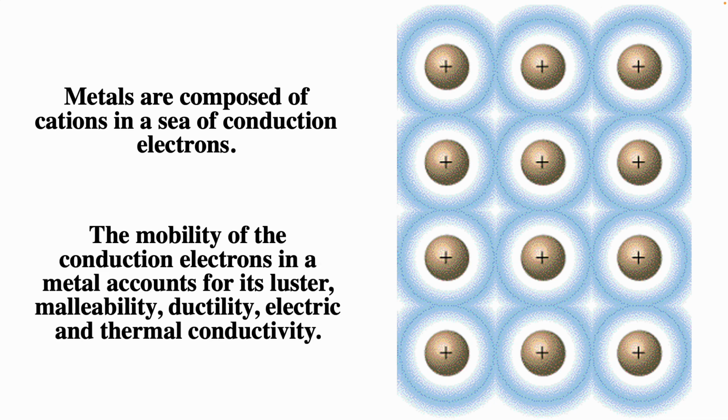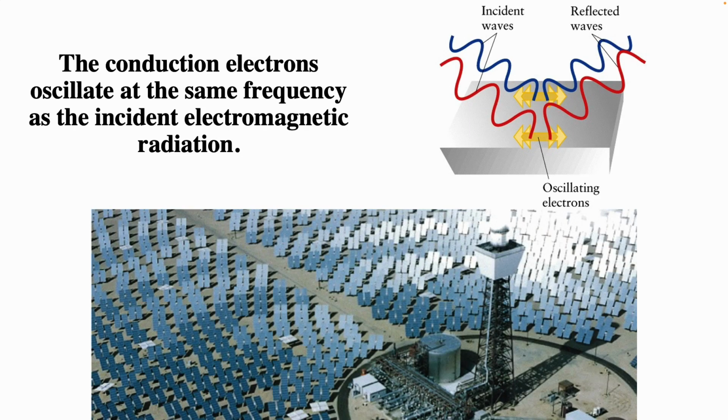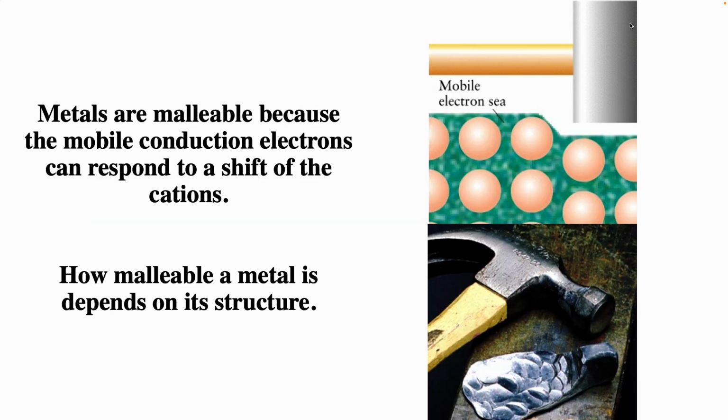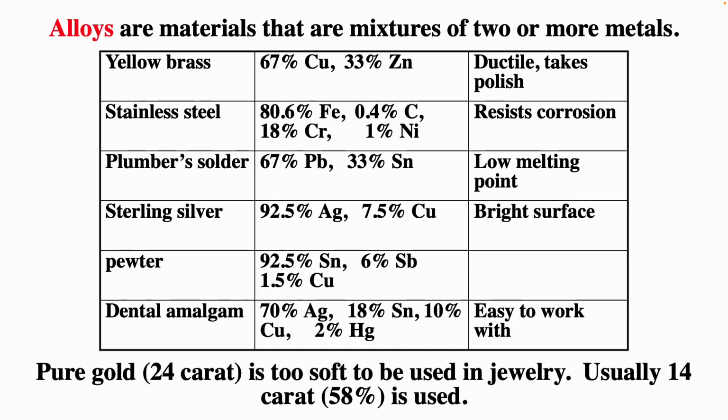And again, it's the mobility of the conduction electrons that accounts for its luster, its malleability, ductility, and electrical and thermal conductivity. The way of thinking about why it has a luster is that light comes in, causes electrons to move and vibrate, and that actually causes light to go out. It's malleable because if you pound on the metal, you don't break the bond. You just move the ions, and the ions will still be surrounded by conduction electrons.